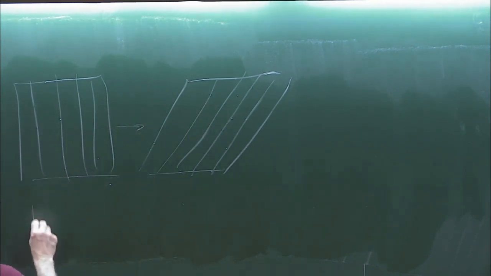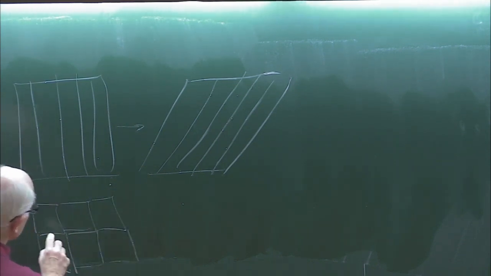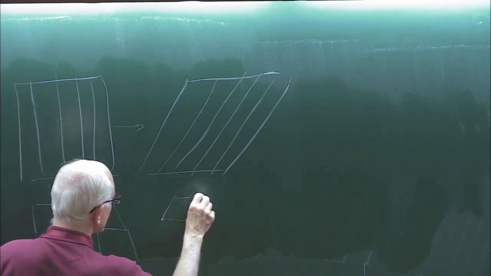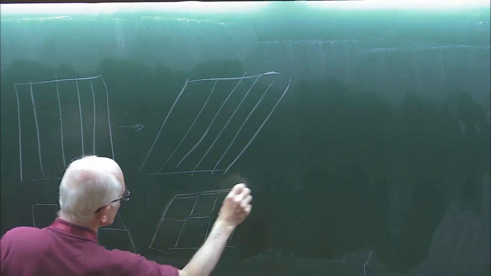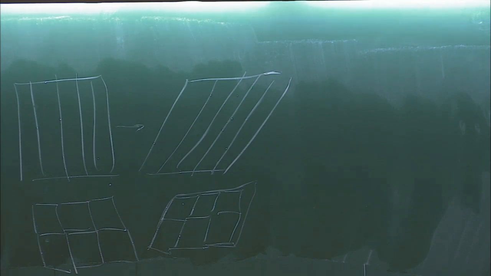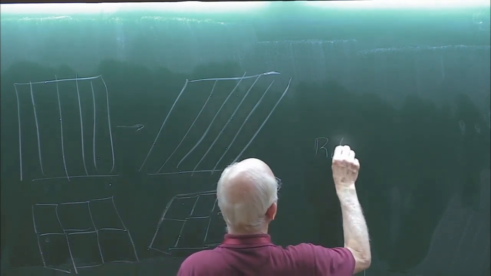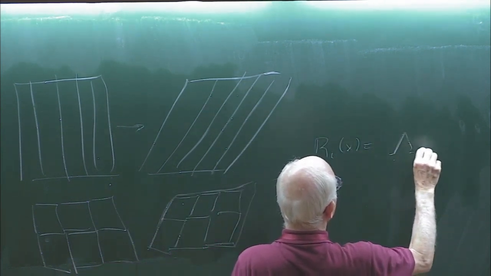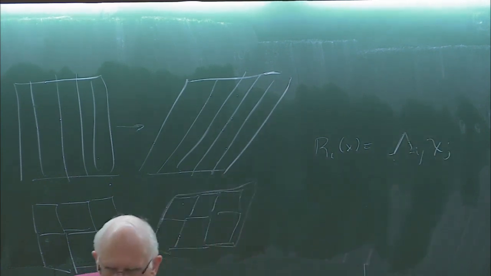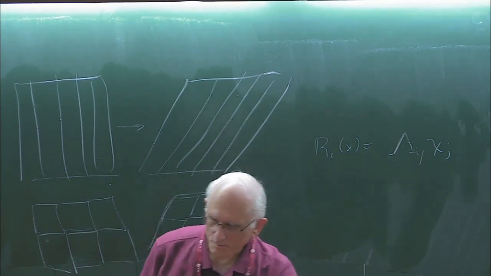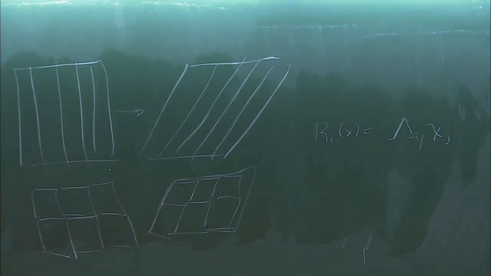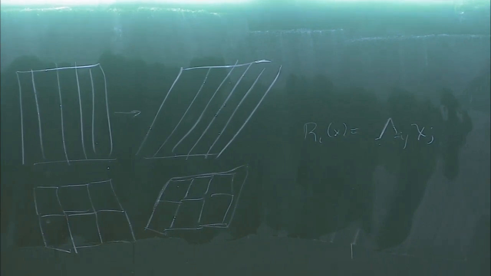Or another way of saying it is that if I have a lattice composed of a set of unit cells, and I shear this lattice, then I get a set of unit cells, each of which has the same shape as the macroscopic object. So that's what we mean by affine, and you can describe it mathematically as saying that Ri of x is equal to lambda ij xj. Remember, now we're not distinguishing between the alpha and the i. If this is a constant matrix, it doesn't vary anywhere, then all of them are going to be displaced the same way.